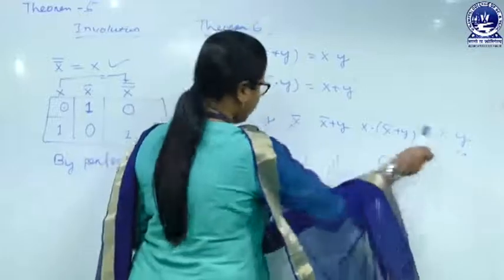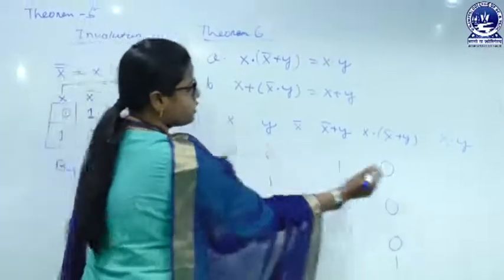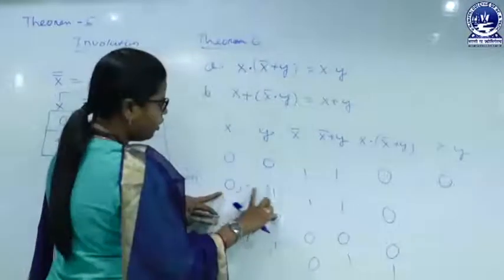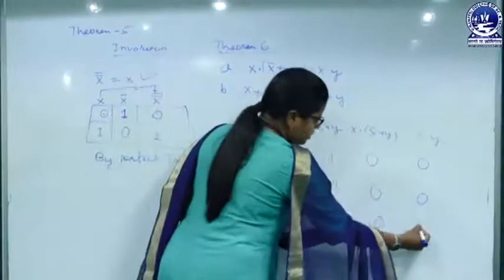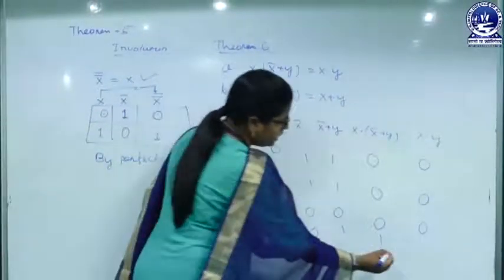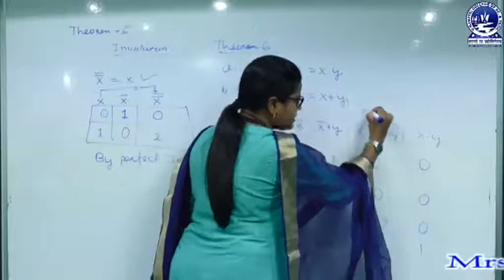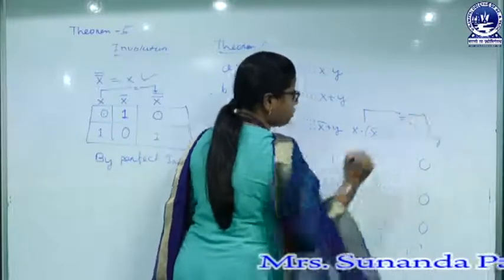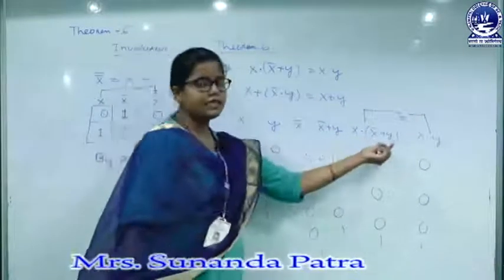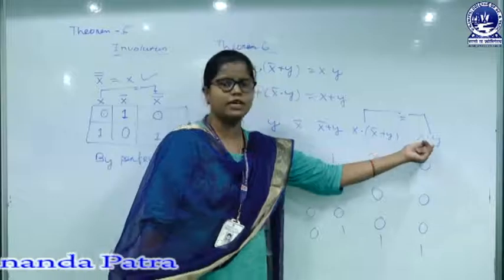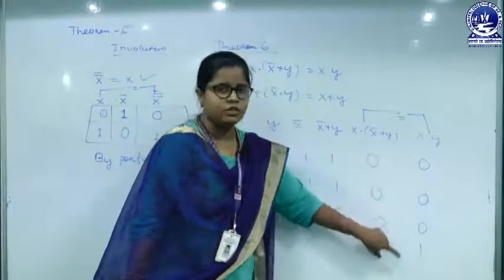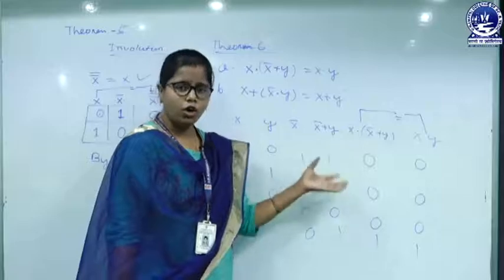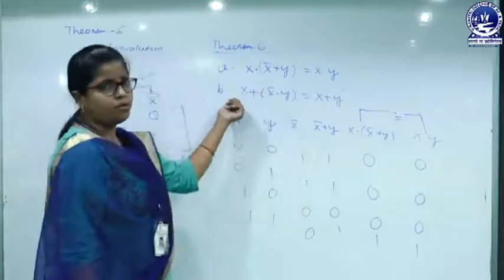Now x dot y: 0 into 0 is 0, 0 into 1 is also 0, 1 into 0 is 0, 1 into 1 is 1. So this one is equal to this one. x dot x complement plus y is equal to x dot y, 0 0 0 1. So this is proved, and by the law of duality the second is also proved.